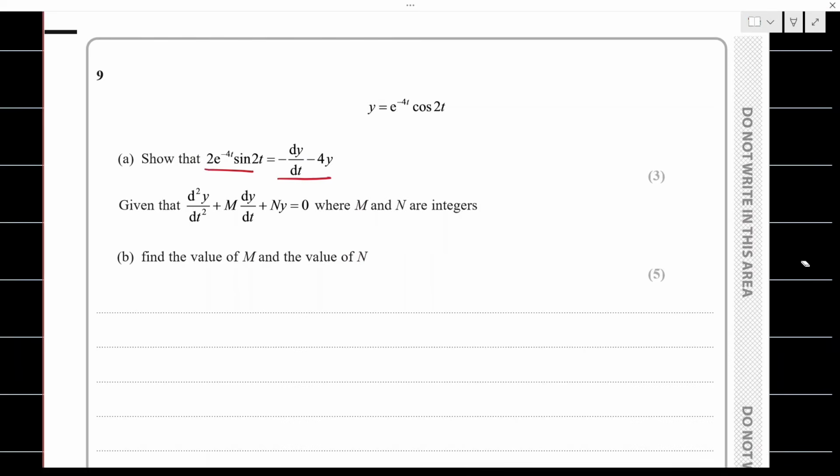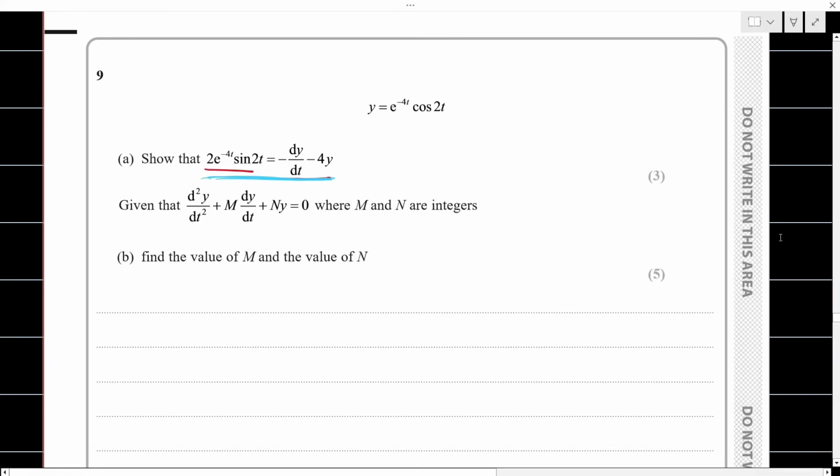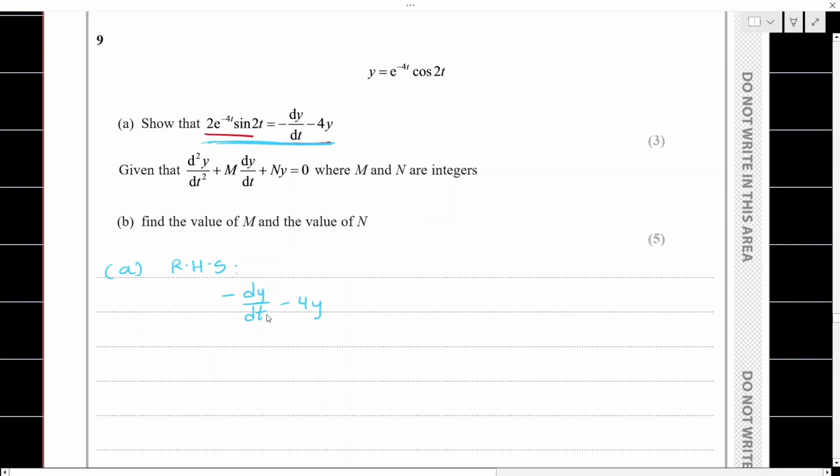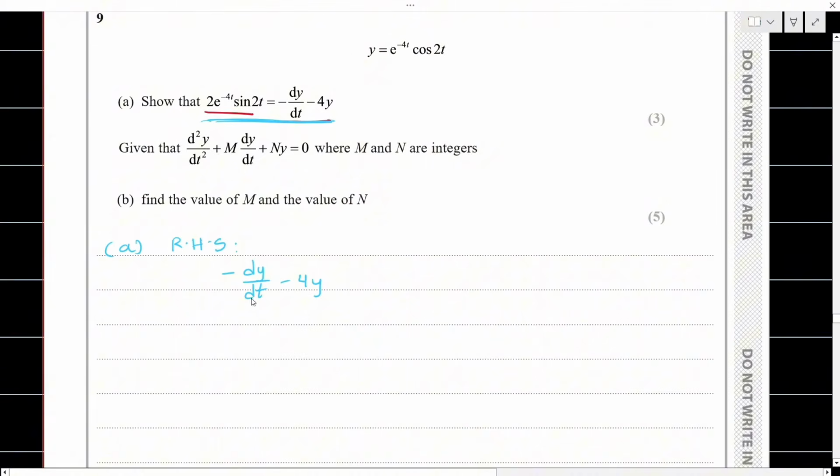So in order to show this, I can use the right hand side of this equation, and I can input the respective expressions for dy by dt and y, and then simplify to show that our right hand side is equal to left hand side. So for part A, I will use the RHS, which is minus dy by dt minus 4y. If I use the expressions for dy by dt and y and then simplify, we will get 2e to the power of minus 4t into sin 2t, and that will prove that our RHS is equal to our LHS, and we would have shown this expression.